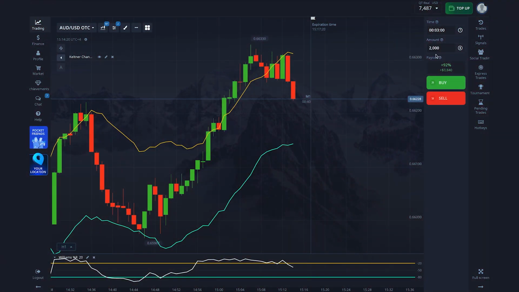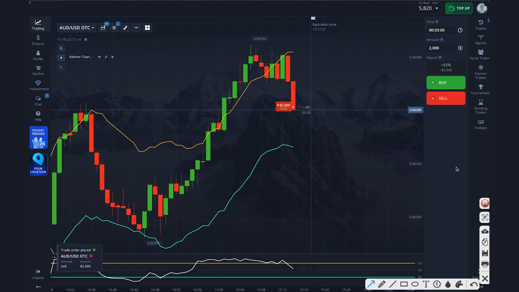Further on, I see an interesting setup. I set the expiration to 3 minutes and open a trade to sell for $2,000. The price approached the resistance zone, encountered strong pressure, and weakened significantly. The candles are losing strength, and the reversal dynamics are becoming more and more obvious.